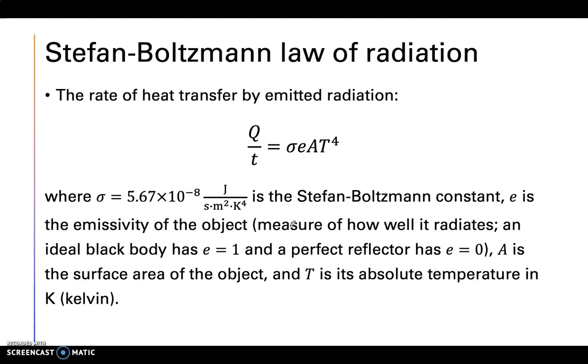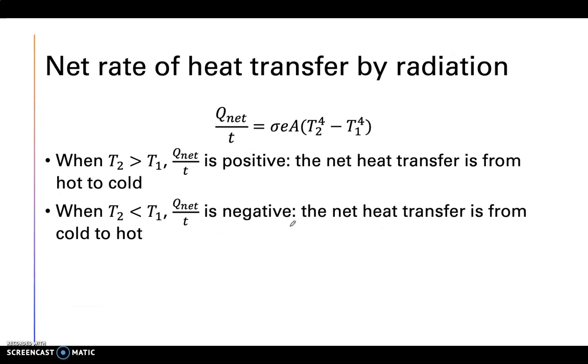Then times A, the surface area of the object, and times T to the fourth, which is the absolute temperature in Kelvin. When we're looking at the net rate of heat transfer by radiation, it has a very similar equation, but now we have a difference in temperature: T2 to the fourth minus T1 to the fourth.